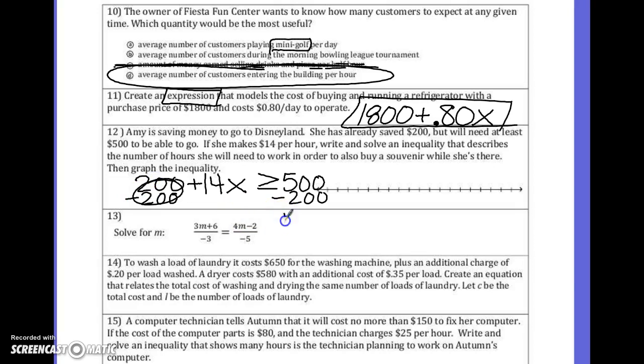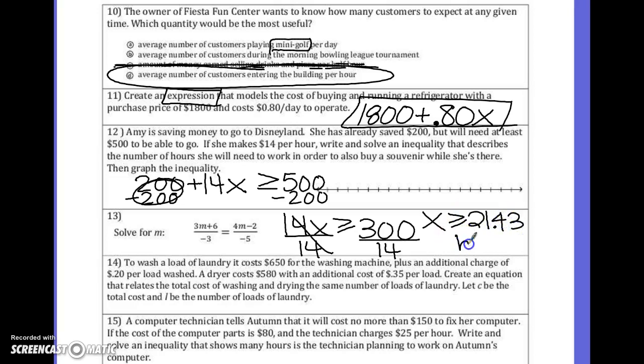Similar to an equation, so we got 14x greater than or equal to 300. Divide out 14, which leaves us with a decimal of 21.43 if you round it. So x is greater than or equal to 21.43, and we're talking about hours. They have to work that many hours or more to be able to, what are they doing? Go to Disneyland.